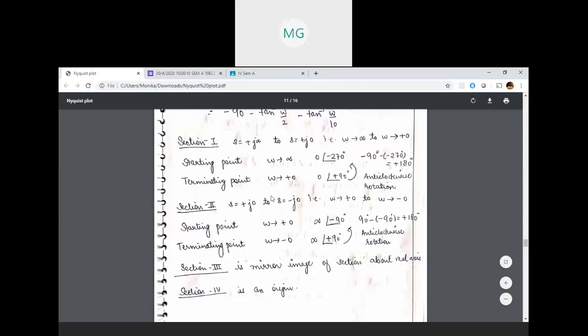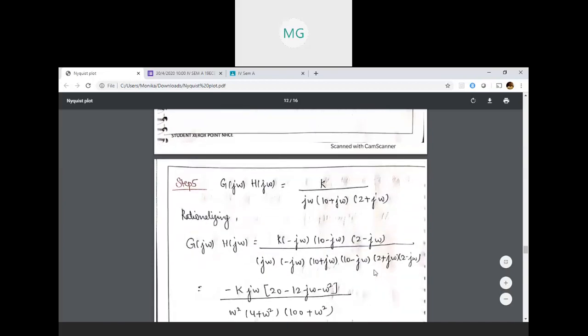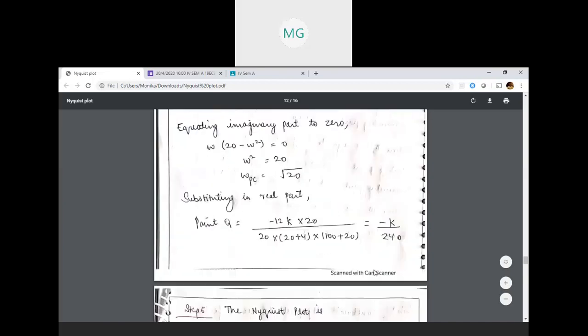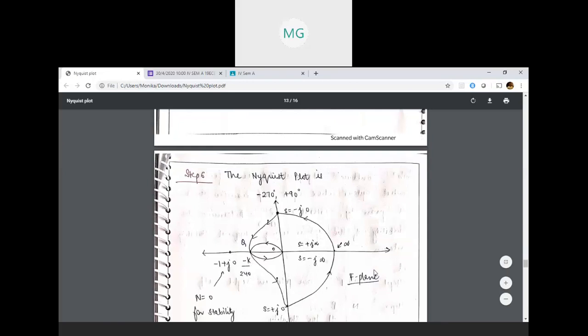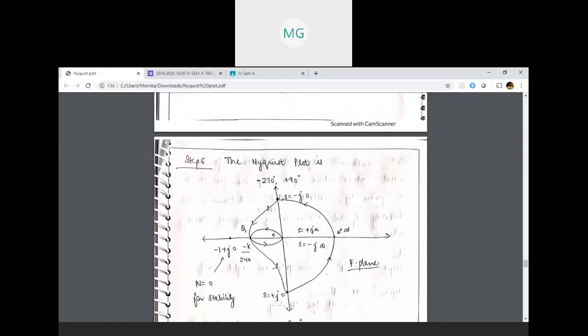This is using the polar plot, which we have already discussed. So all of you can do this, right? So how will you plot your section 2? Your section 2 starting point is plus j0. That means where is the plus j0? Yes. The ending point is minus j0. That means you have identified two points. It starts from here, it ends here.